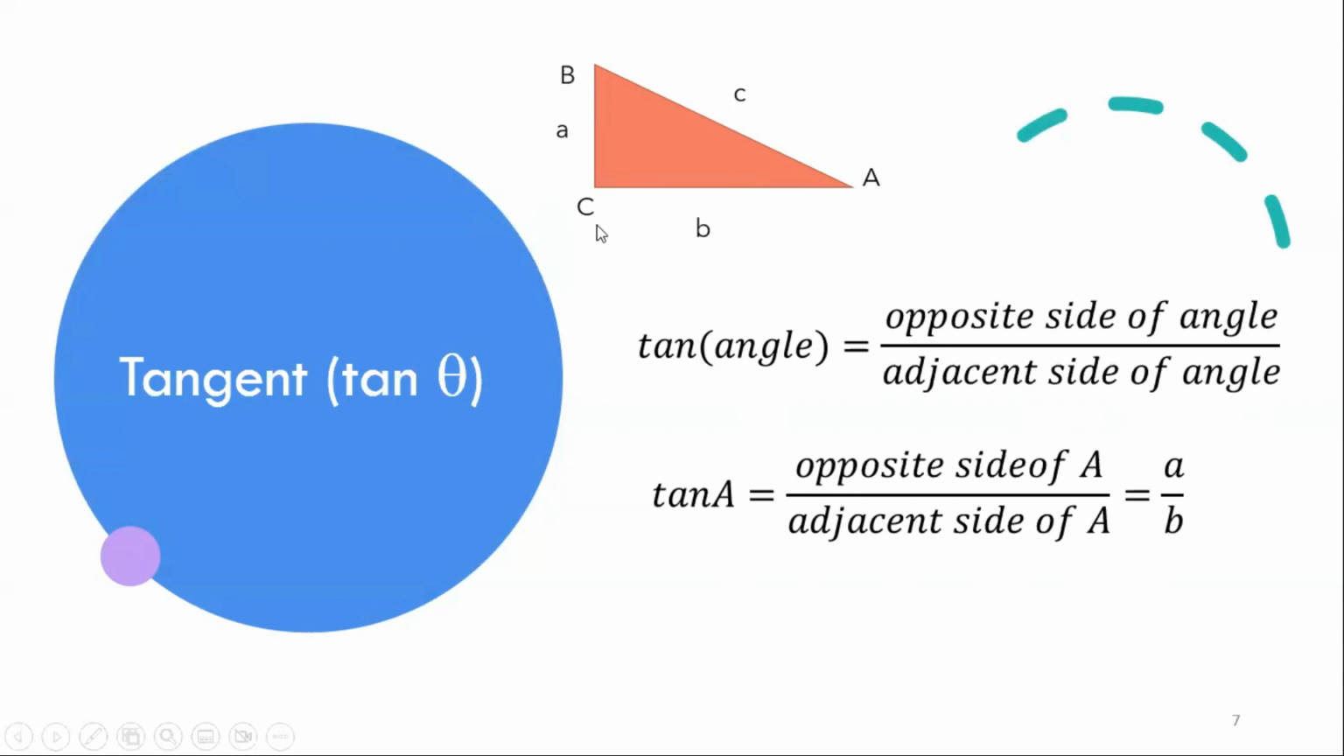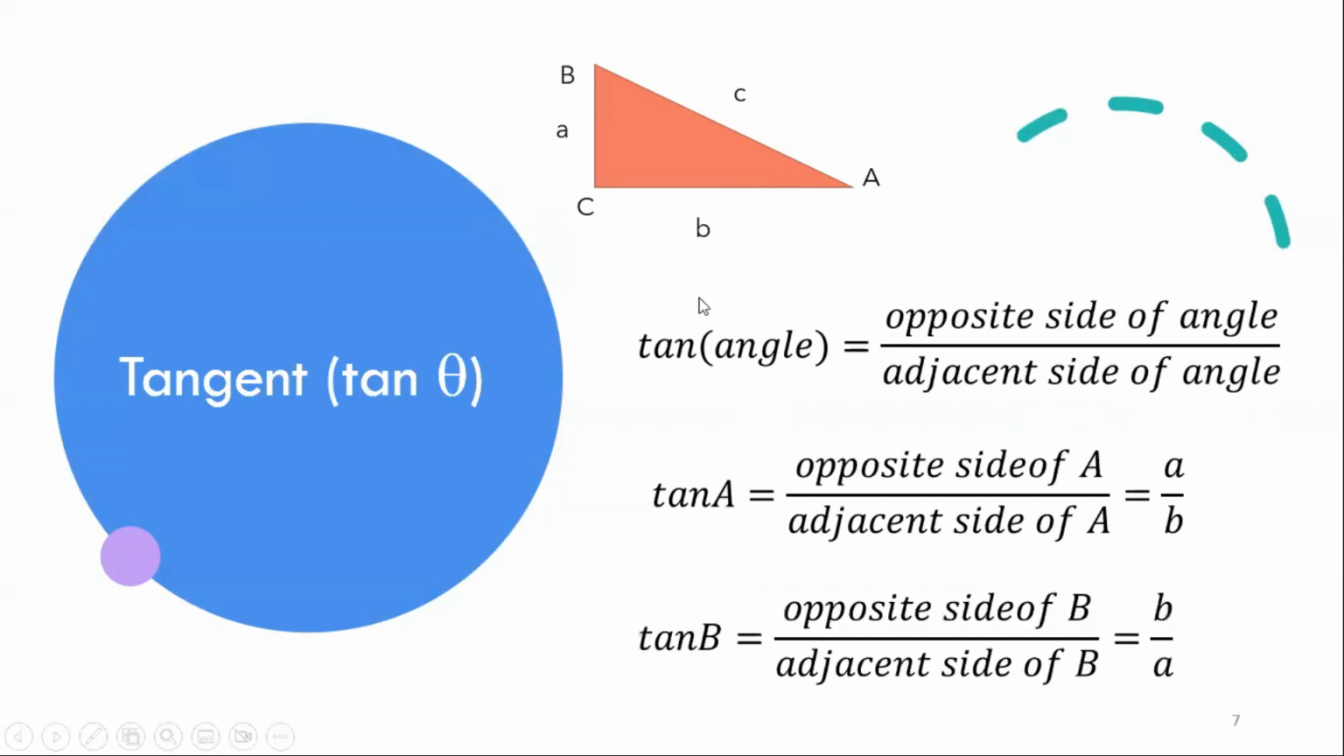For tangent of B, the opposite side of B is side B, and the adjacent side of B is side A. So therefore, tangent of B is B over A.